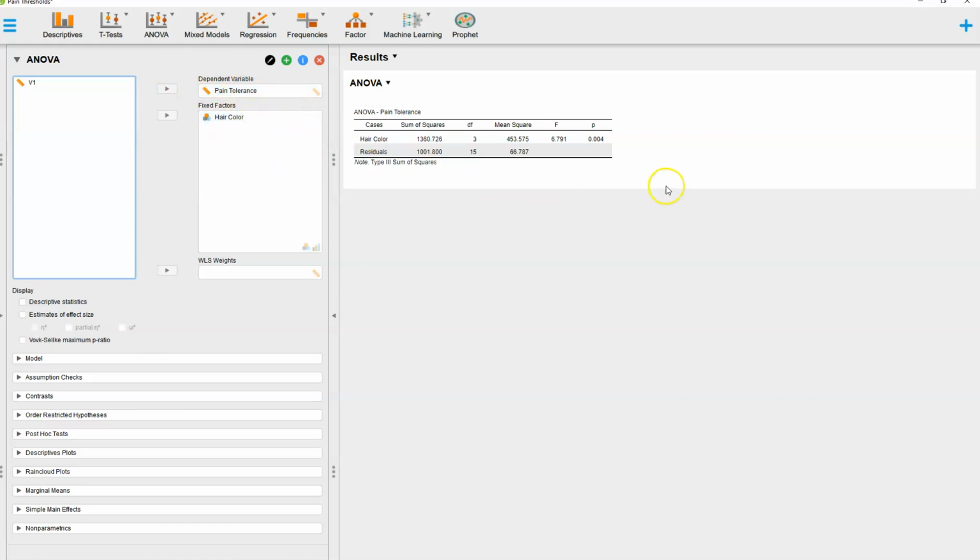Okay, it gives us an initial crack at this. We haven't even done our assumption check yet to know that we have equal variances, but it does give us an initial pass. And this is pretty much what I showed you in the slides. We've got our sum of squares. How much of variability can we attribute to the differences among the groups? And how much is left over when we are done with that?